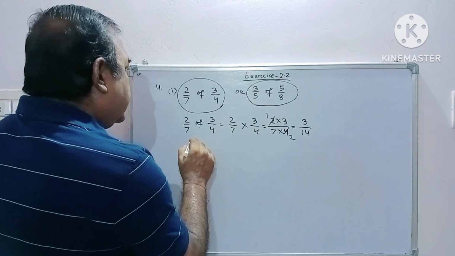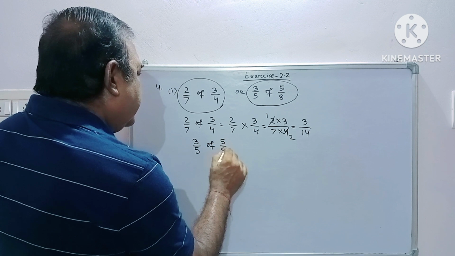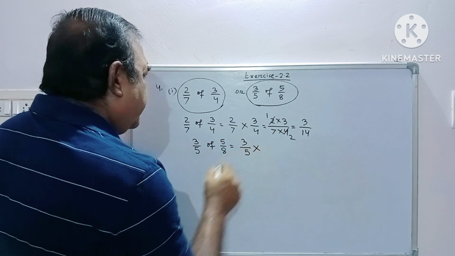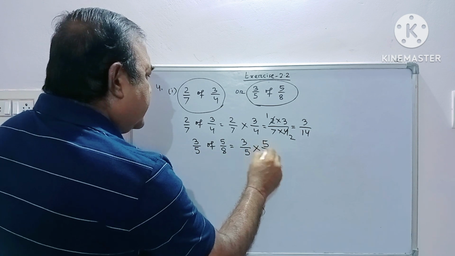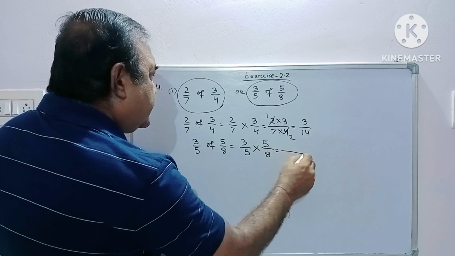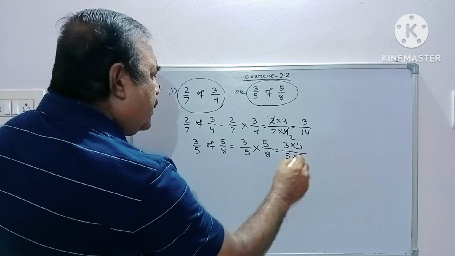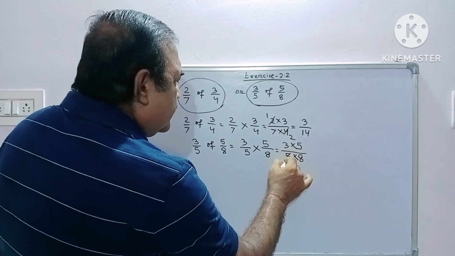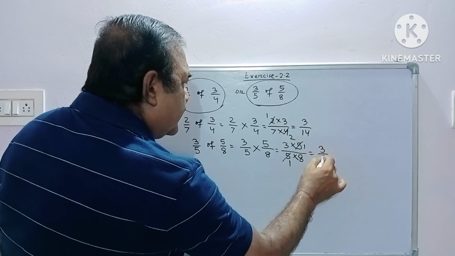Then bring the other one, 3 by 5 of 5 upon 8. That is equal to 3 upon 5 into, in place of of, you give the sign multiplication. So here 5 upon 8, that is 3 into 5 by 5 into 8. You do not overstep because you are in the learning stage, go according to the step. 5 1s are 5, 5 1s are 5. So that is equal to 3 upon 8.